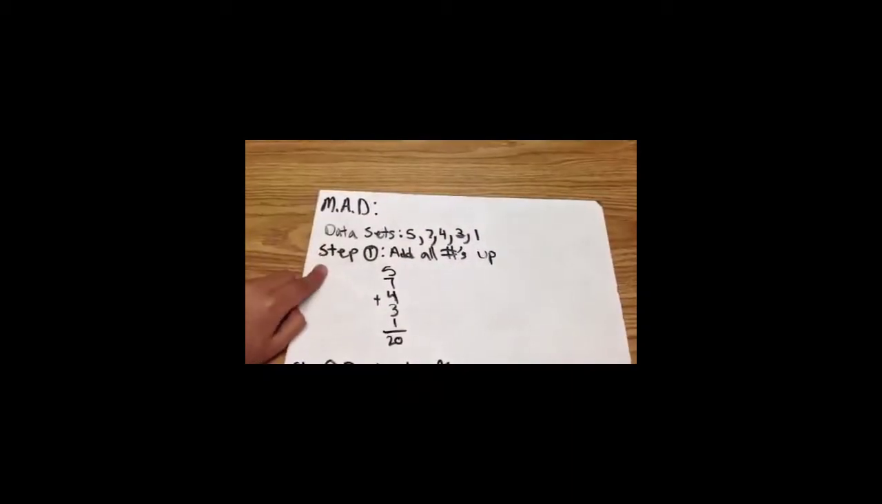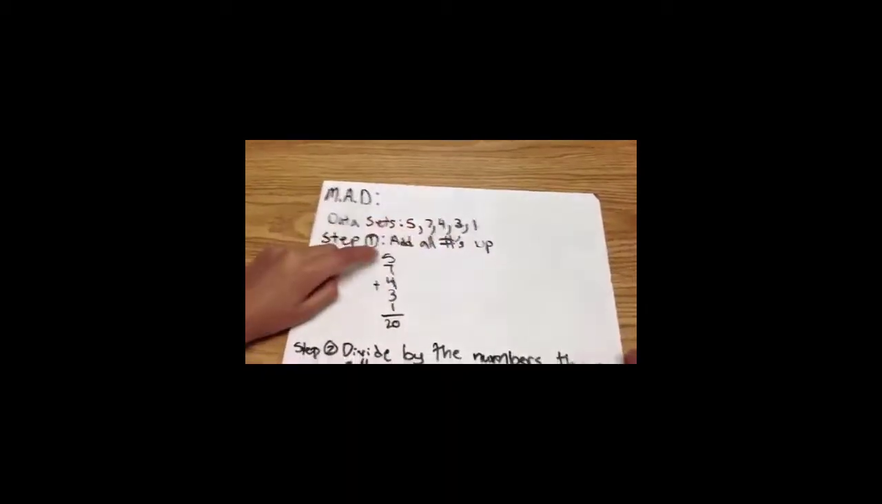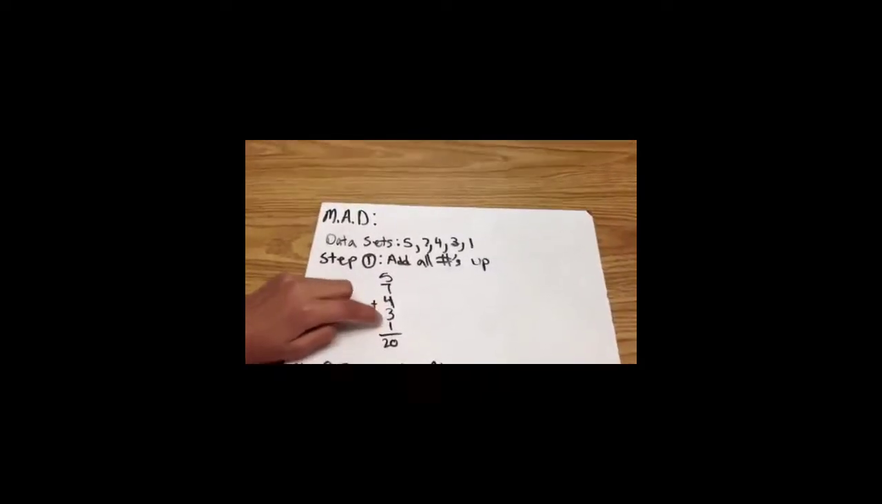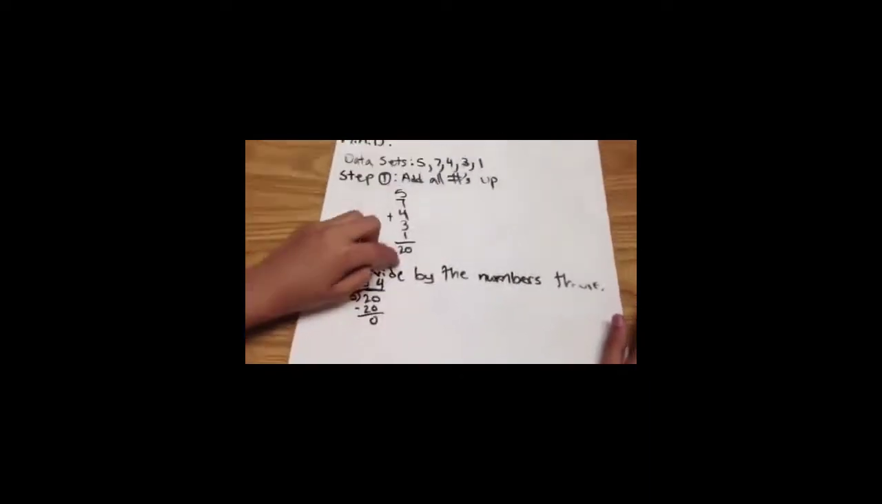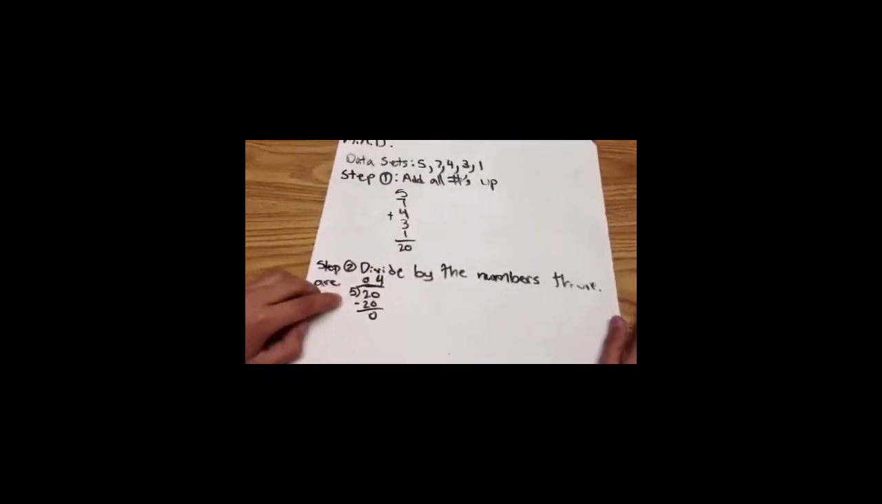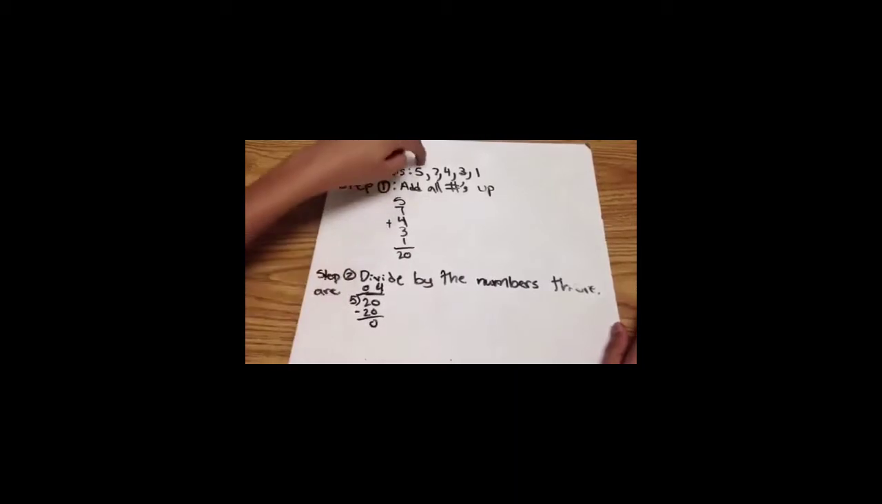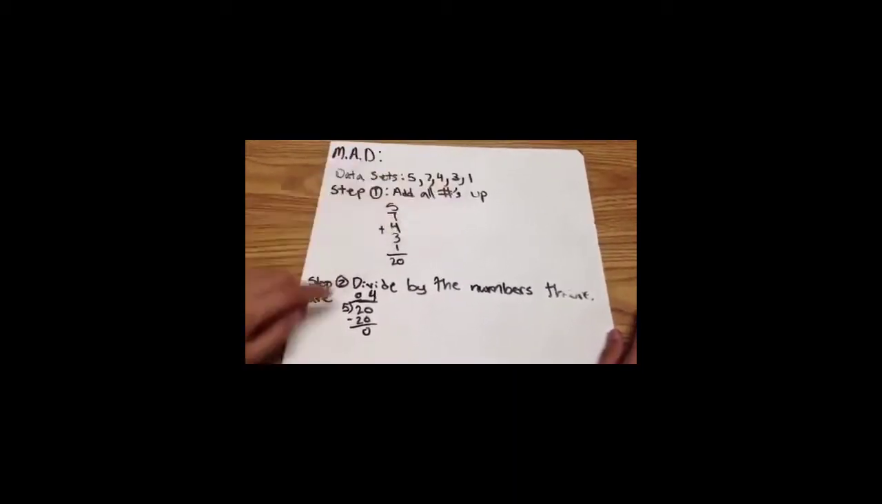Now step 1 would be add all the numbers up, which would be 5 plus 7 is 12, plus 4, 16, plus 3, 19, plus 1, 20. Now you divide by how many numbers there are. So we got 20 over here, so you're going to divide that by 5 because we had 1, 2, 3, 4, 5 numbers, which would equal 4.